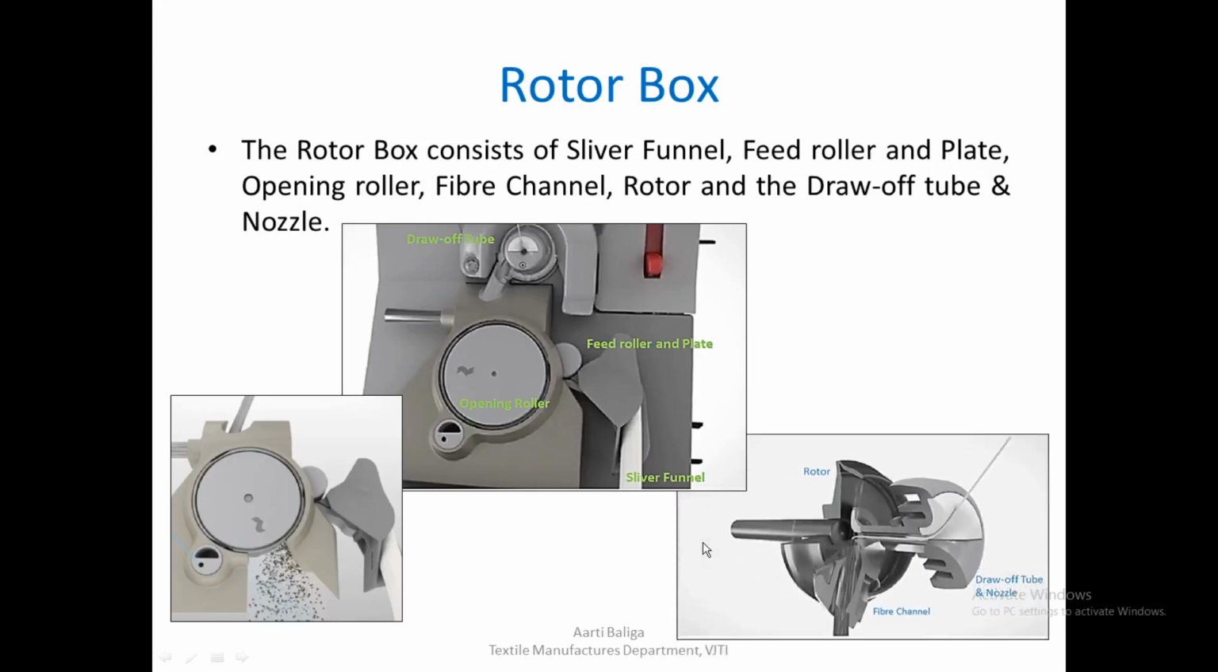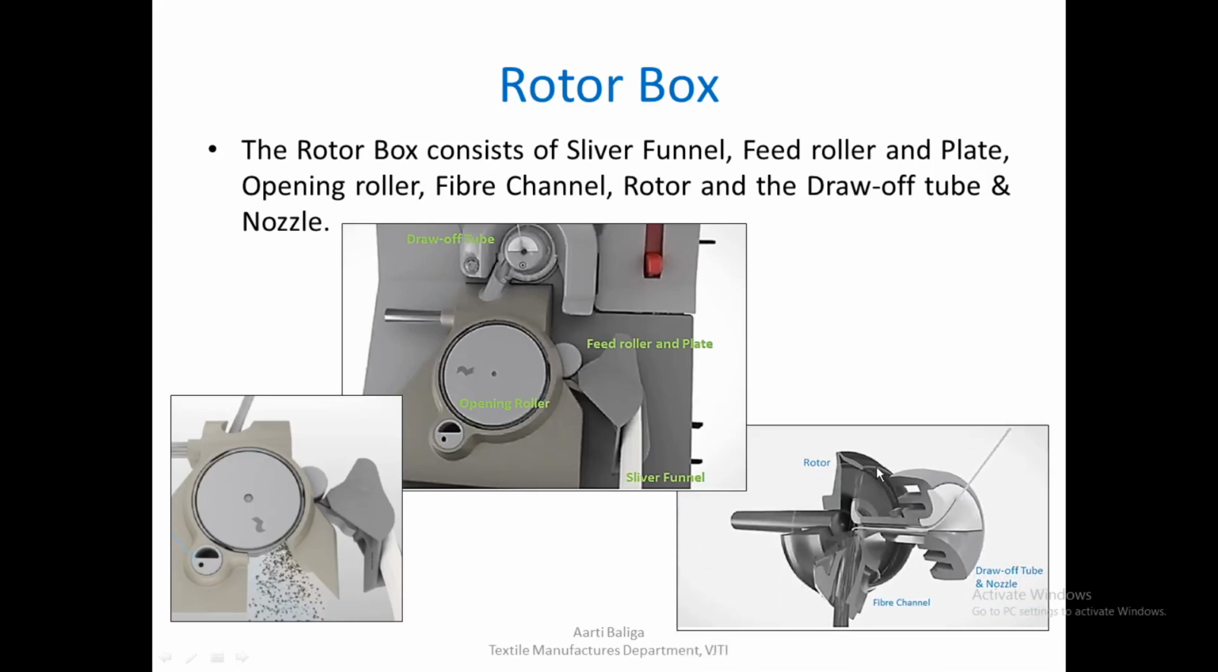And this is another view of the rotor. This draw-off tube here is going vertically through the board, you can see, and this rotor is behind this. So it's actually at right angles. The entire opening roller plane and the plane in which the rotor lies are at right angles. So you can see the draw-off tube and the nozzle, the fiber channel and the rotor in this diagram.